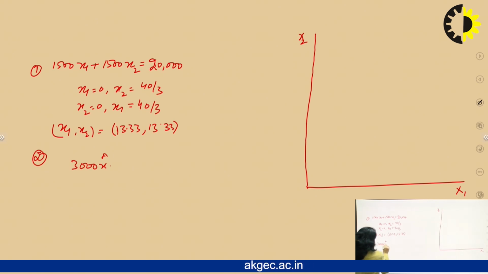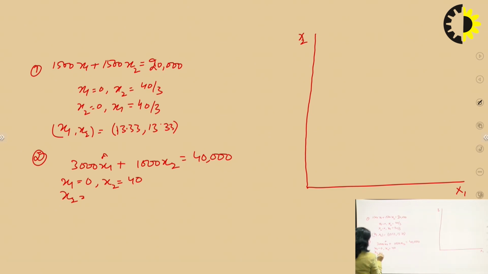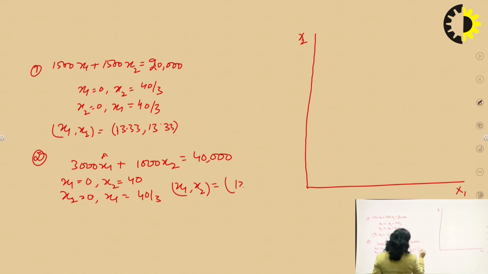3000 x1 plus 1000 x2 is equal to 40,000. So when we solve it, we get x1 is equal to 0, x2 is equal to 40, and when x2 is equal to 0, we get x1 as 40 by 3. The coordinates will be x1, x2 is 13.33, 40. Okay, this is for the third.